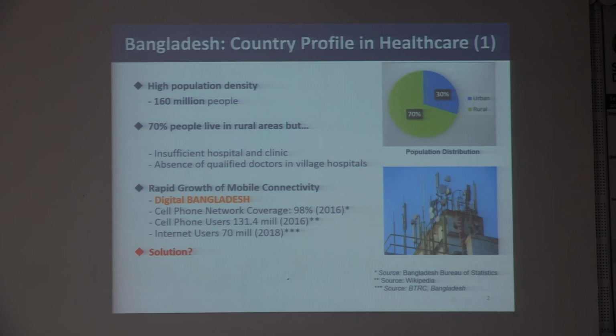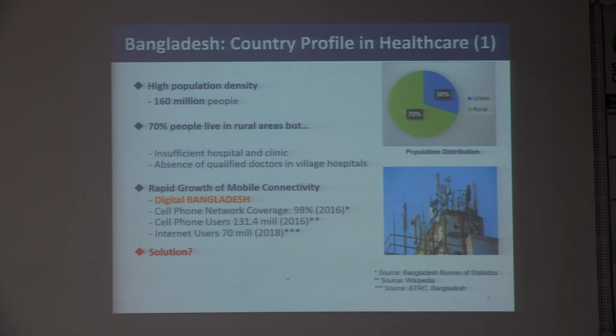At the same time, there is a good notion in our country that the Bangladesh government has declared Bangladesh as Digital Bangladesh. They are trying to use ICT in different areas so that it can increase the development rate of the country. So they are using ICT all over the country. We have a good network coverage. Almost 100% of the country is covered by network.